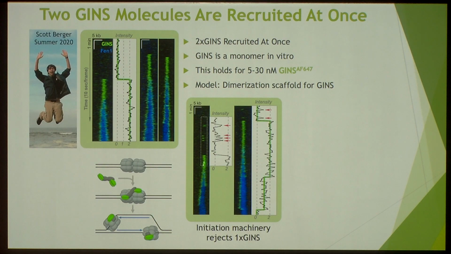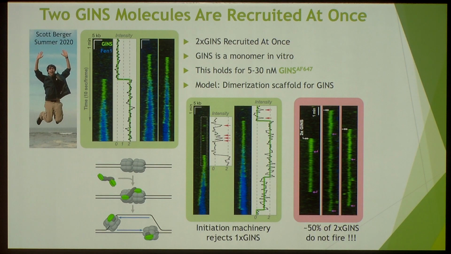So prior to the stable incorporation of GINS into helicases, we see these transient recruitment events that correspond to single GINS recruitment attempts, but they are immediately rejected. So it seems like the initiation machinery has a way of distinguishing one GINS versus two GINS, and it's rejecting one. And another really interesting thing that we observed is, in addition to all these productive recruitment events of two GINS, which lead to replication, we see lots of non-productive events where two GINS molecules are recruited, but they don't fire.